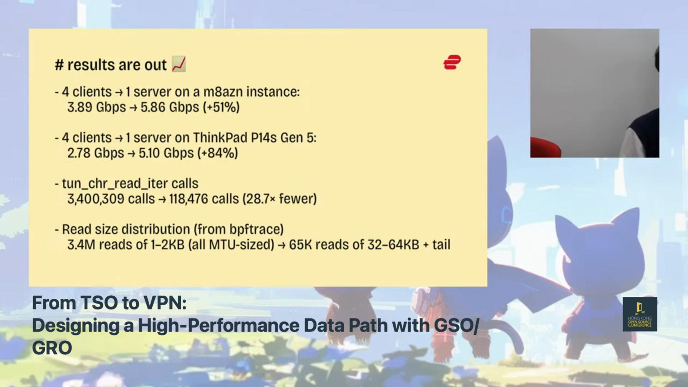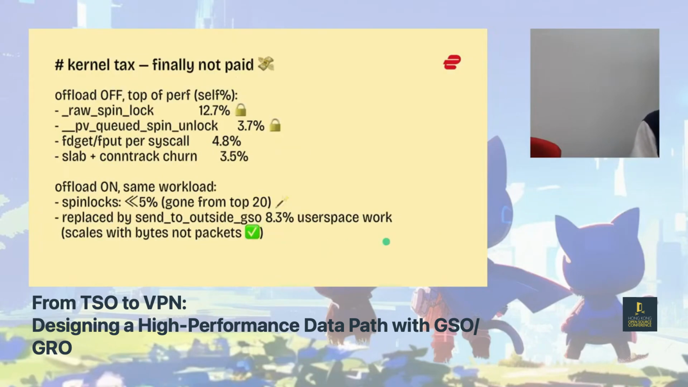You can also see the read size distribution ranging from 1 to 2 kilobytes, exactly within the MTU, to 64 kilobytes of read. So that's from BPF trace. I can also see that on the Amazon instance, if the offload is off, then it actually spends a lot of time in the spin lock for some reason. But when the offload is on, the spin locks are almost entirely gone. So that's a good thing, I think.